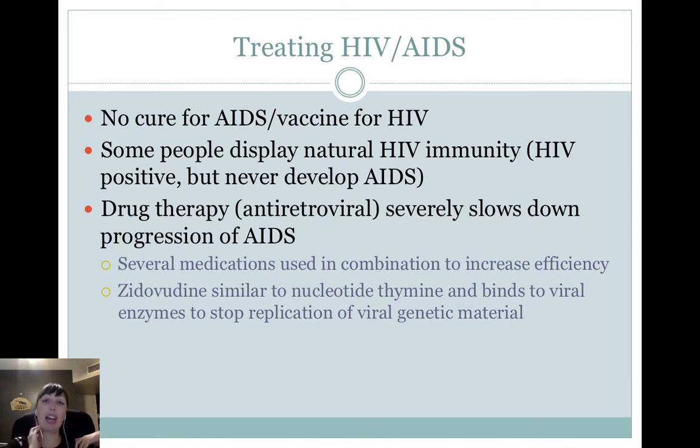Some people display natural immunity. Like they might show HIV positive but never develop AIDS. And there are quite a lot of drug therapies that are antiretrovirals, which severely slow down the progression of AIDS. There are several medications used in combination to increase the efficacy. And so this one, zidovudine, is similar to nucleotide thymine, and it binds to the viral enzymes to stop the replication. And new therapies are always being developed for HIV and AIDS, and people can live relatively normal lives as long as they continue to take medication.